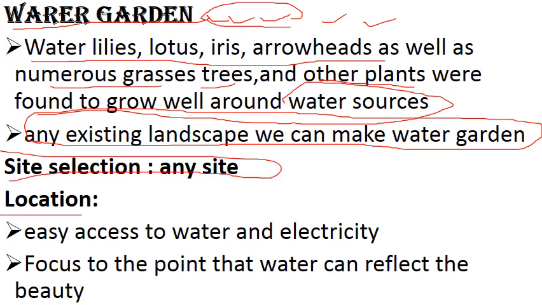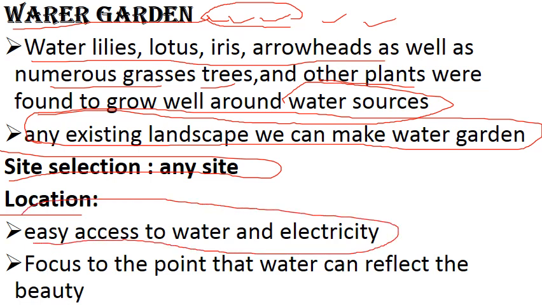Location: easy access to water and electricity. Obviously water is needed for a water garden. So why is electricity needed? For a water garden you need a pump and a motor, so you have to supply electricity.